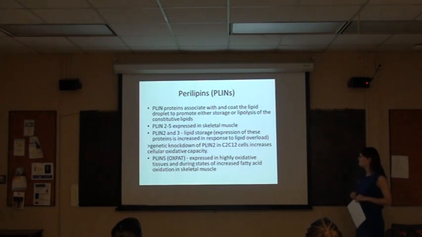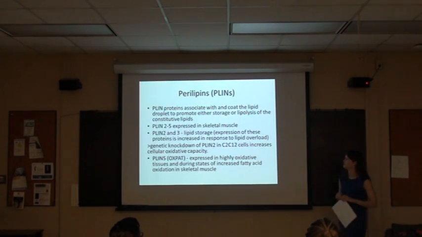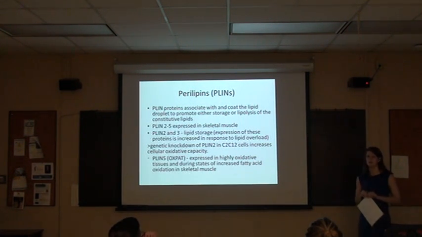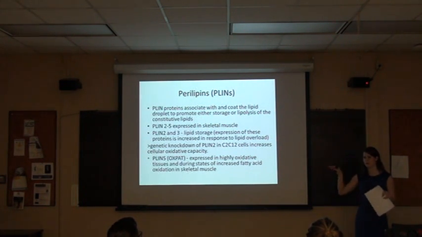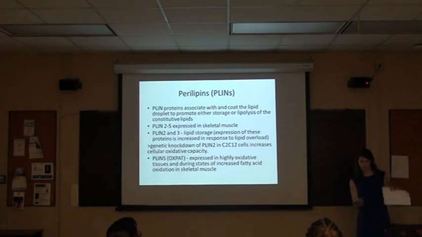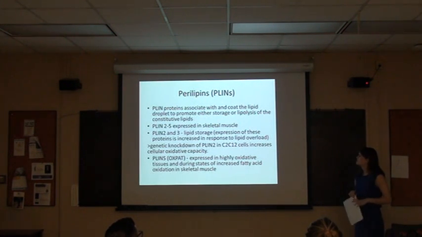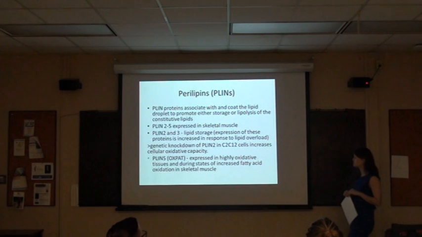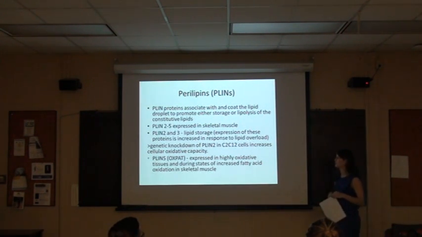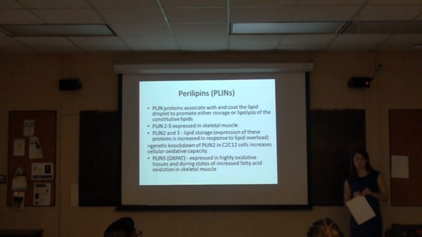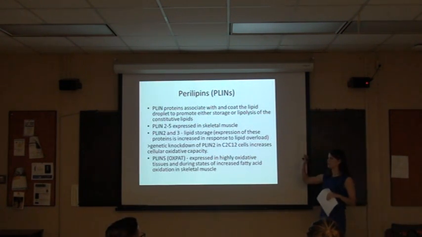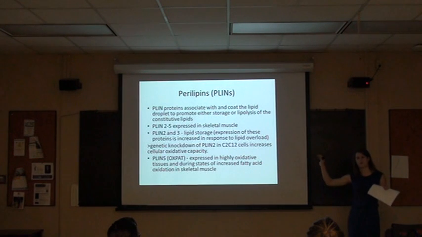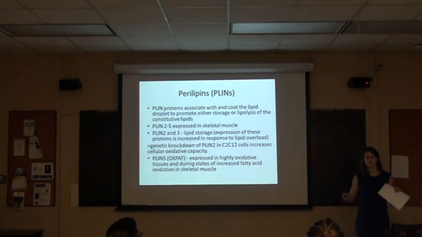And I've read that genetic knockdown of PLIN2 in C2C12 cells increases cellular oxidative capacity. So without that storage protein there, you could have increased cellular oxidative capacity, which makes sense because that one's originally for storage. And then PLIN5, otherwise known as the oxidative PAT protein, is expressed in highly oxidative tissues during states of increased fatty acid oxidation in skeletal muscle. So when you think PLIN 2 and 3, you can think lipid storage. When you think 5, you can think lipid oxidation. Does that make sense?